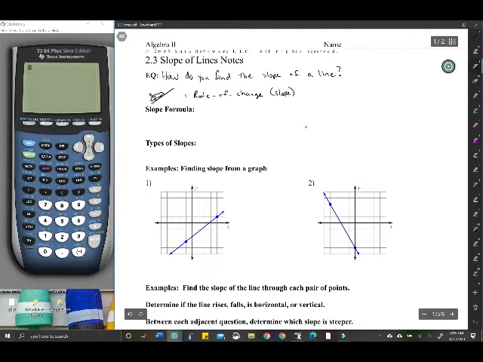So slopes can also be your salary, which everyone should be getting a job at some point. So your pay over time can be represented by a rate of change or a slope.